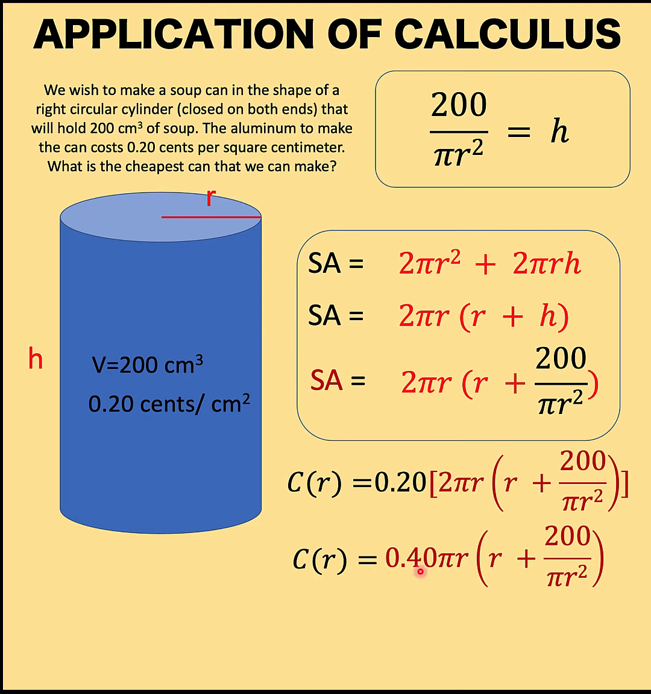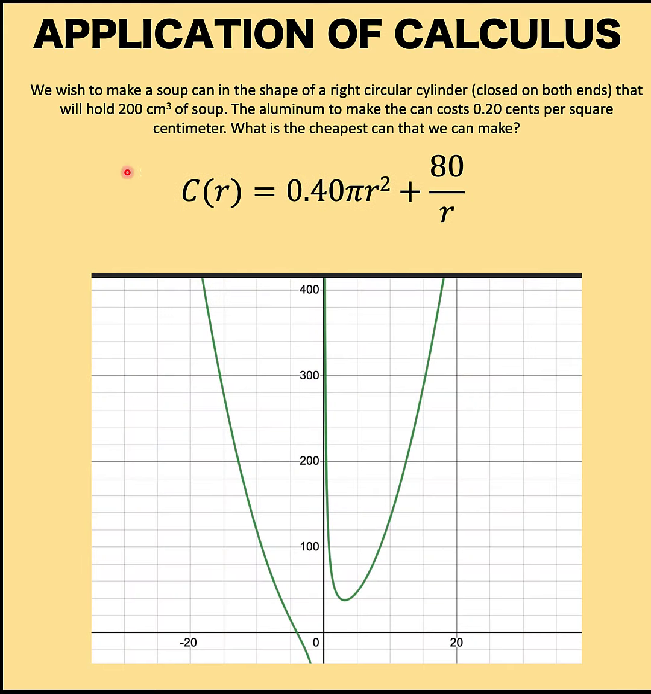And let's distribute 0.40 pi r to this binomial to arrive at this simplified form. This is now our cost function, and let's remember that this r cannot be 0. That r, in fact, must be greater than 0 because we are measuring radius. Radius cannot be negative. Let's investigate this cost function.